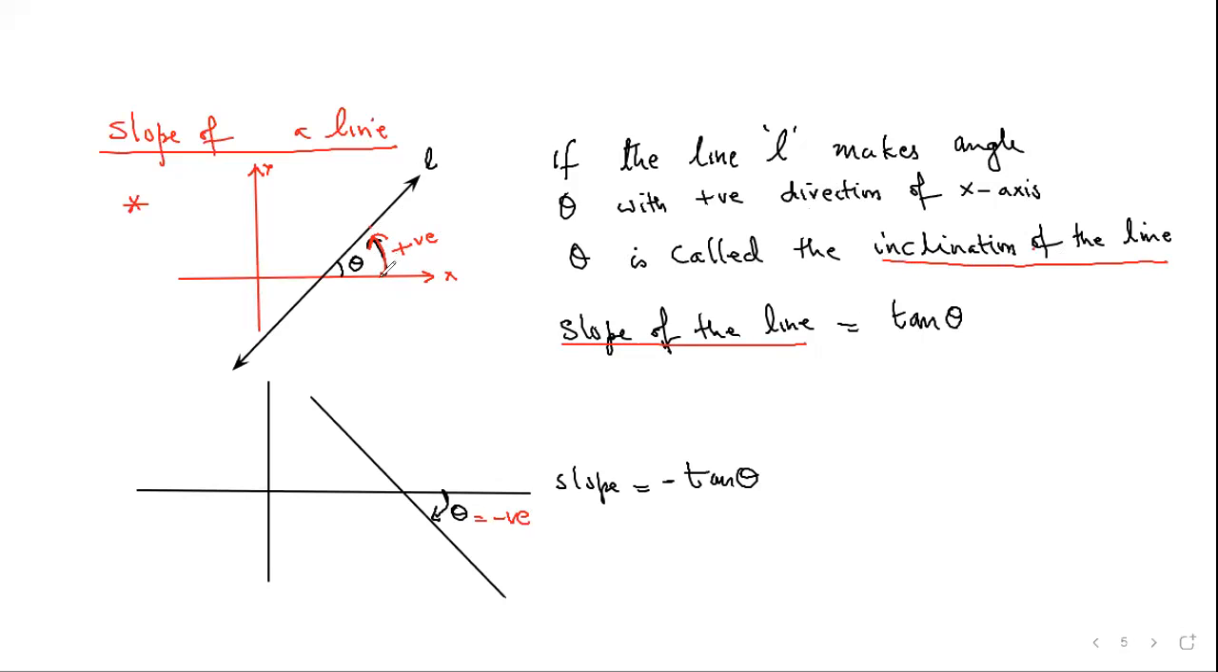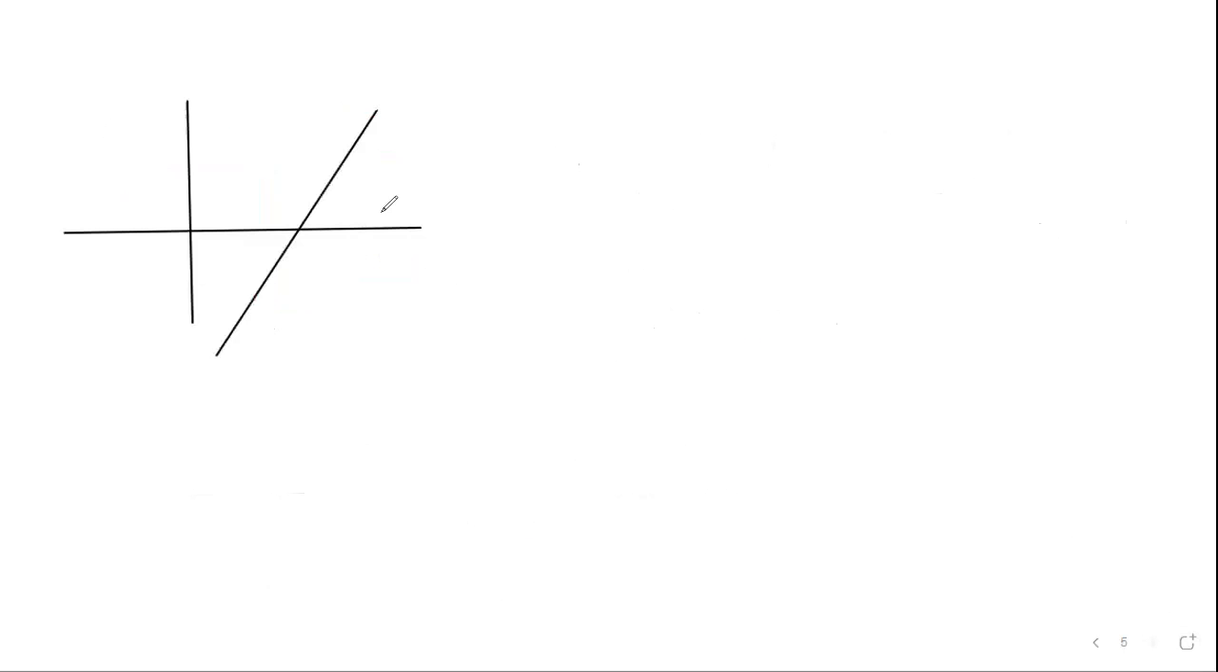So the inclination is positive means the line is making acute angle with the positive x-axis. If the inclination is negative, that means you need to rotate it from the x-axis in the clockwise direction. In that case, slope would be negative of tan theta. Is it okay? Is it clear to you? Yes, sir. Okay. Now write your answer. Slope of this line, write down the slope of the line.